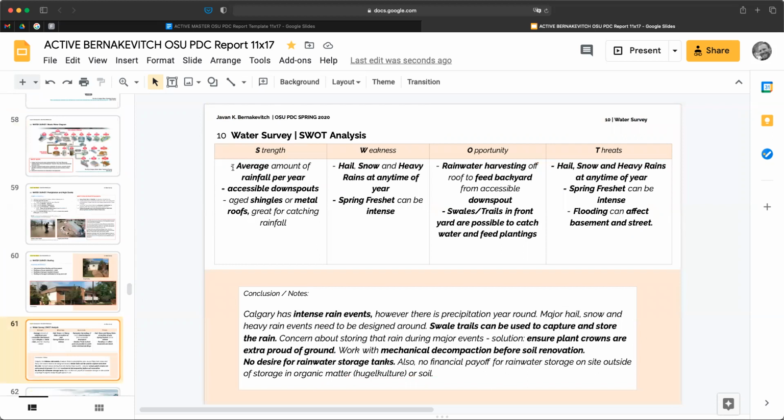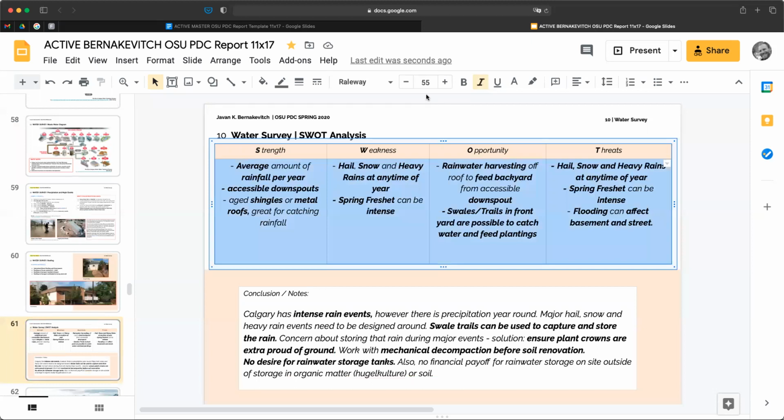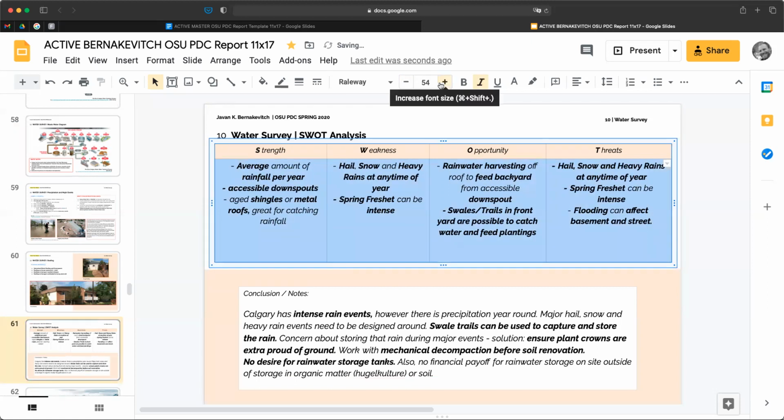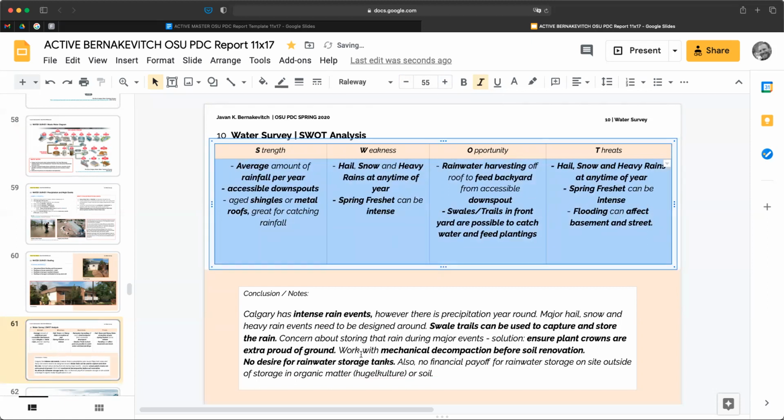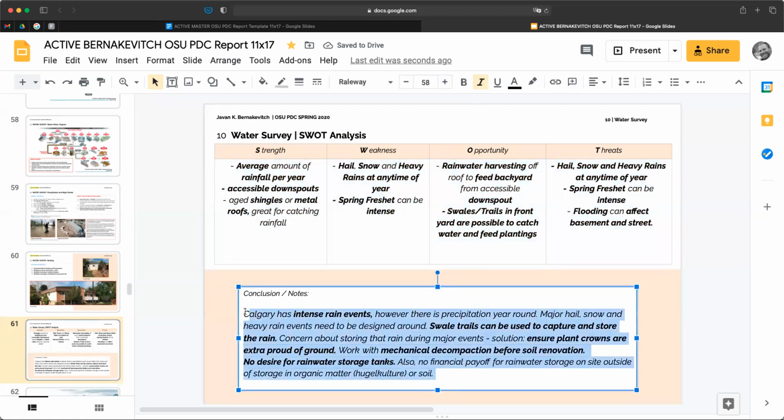So when we take a look at our SWOT analysis as before, just make sure to do that specific bolding so it really pops out. And I've been noticing a lot of folks are not necessarily increasing or decreasing their font size to make sure that it fills up the area. So just make sure to make it a size that really fills it up. Same thing with your conclusion. This started off around, I think, 25, but we want to make sure that it's really filled out.